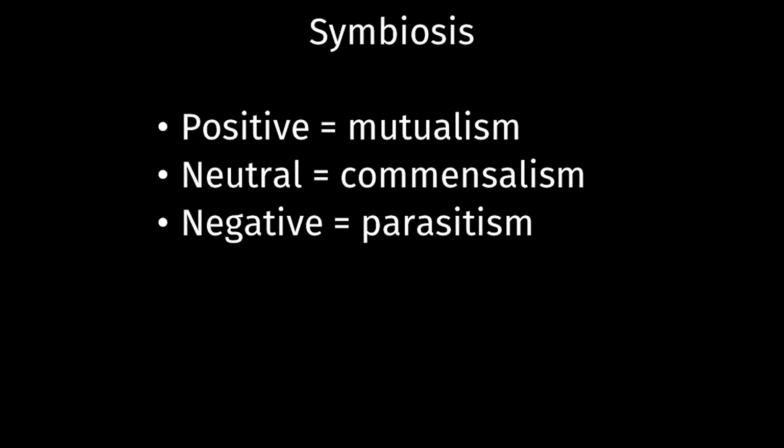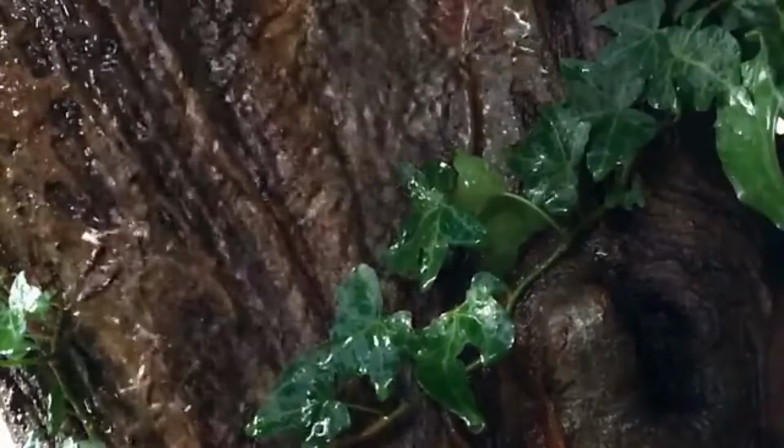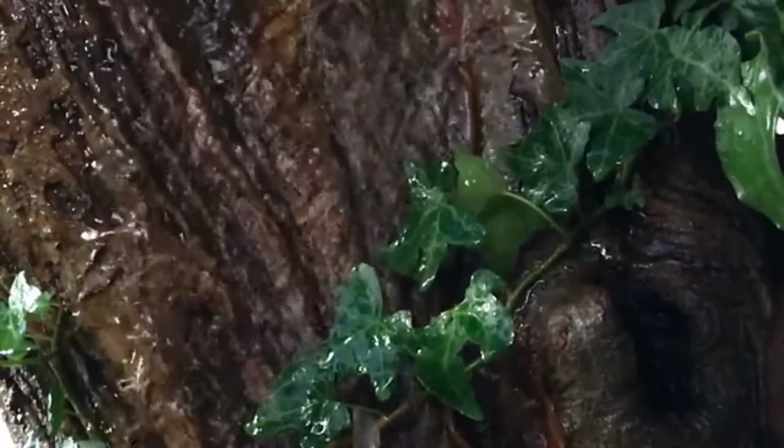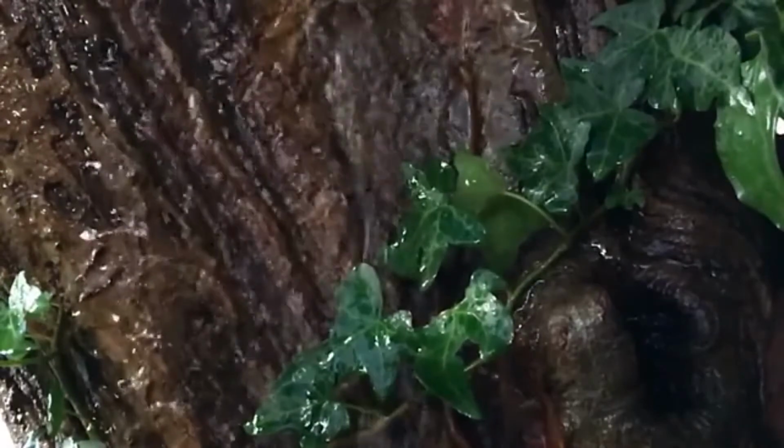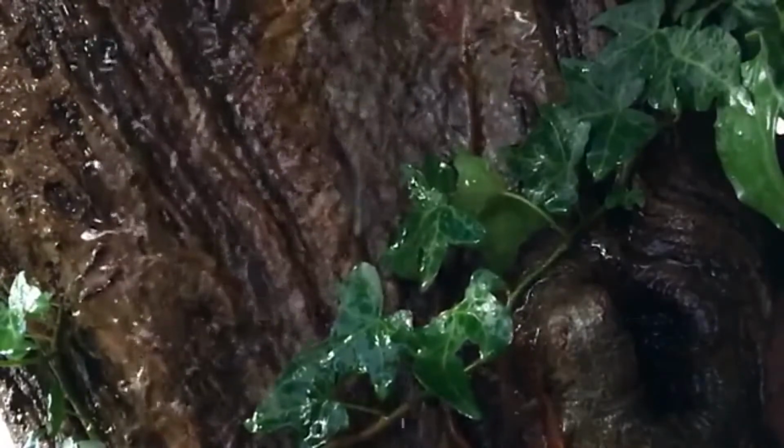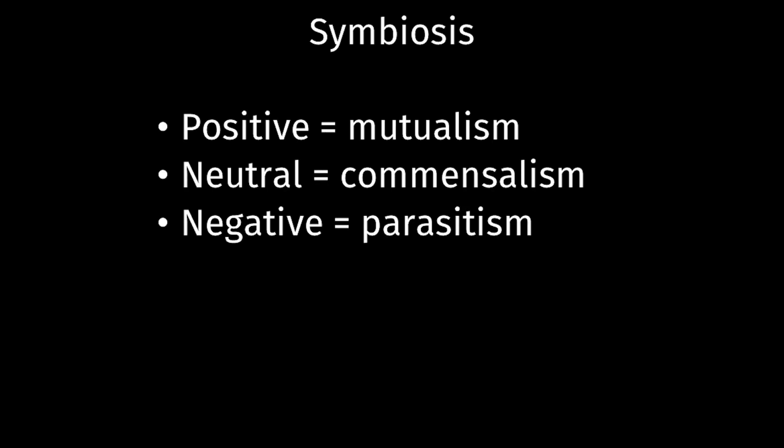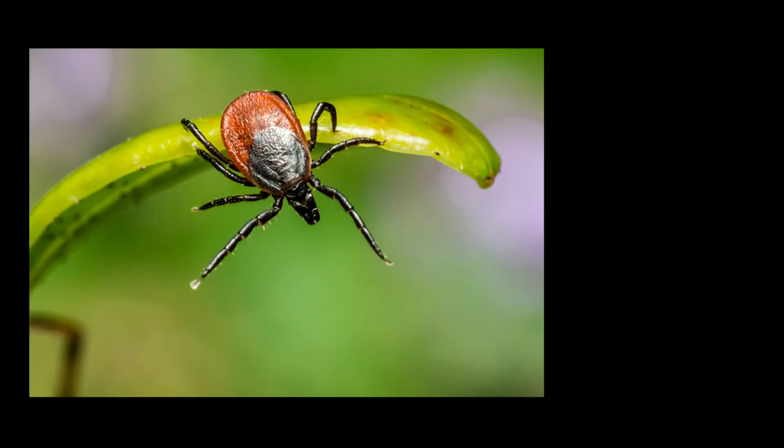Neutral symbiosis is called commensalism. One member benefits while the other is unaffected. Plants called epiphytes anchor their roots to trees. The epiphytes get more access to the sun, and the trees they are rooted to are neither helped nor harmed. Harmful symbiosis is called parasitism. Here, one species is benefited and the other is harmed. Ticks are ectoparasites that attach themselves to animals and consume their blood and can pass along harmful pathogens.